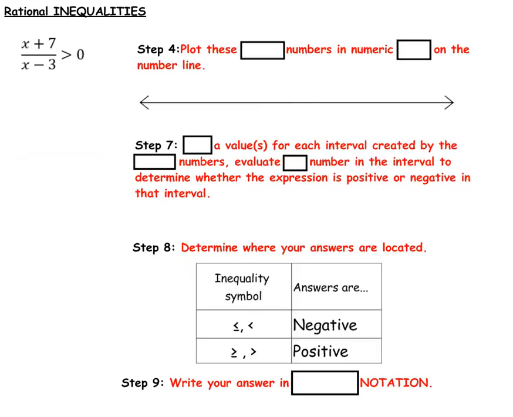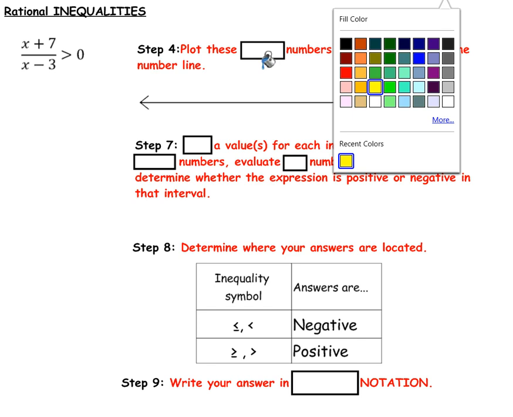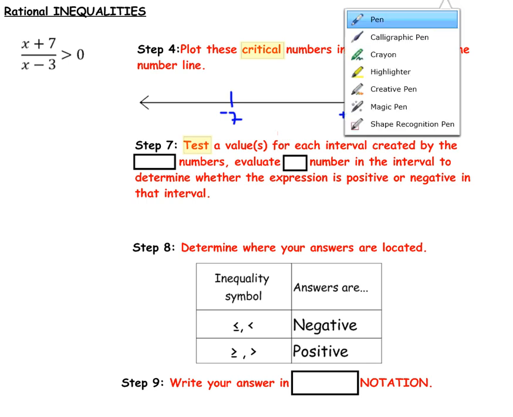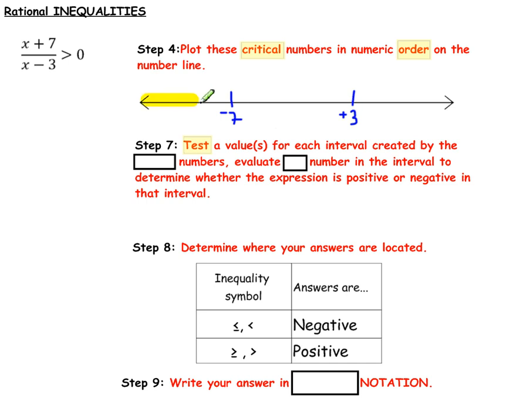Okay? Now, I'm going to plot these critical values in numeric order on the number line. Okay? That means I've got my +3 over here, and I have my -7 over here. Now, I'm going to test a value for each interval. Okay? My intervals, highlighter out, I have an interval here, I have an interval here, and an interval here.